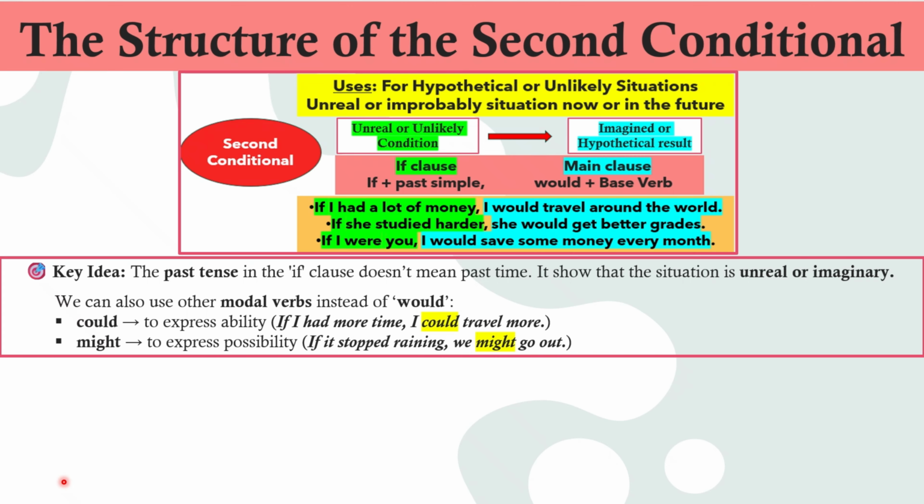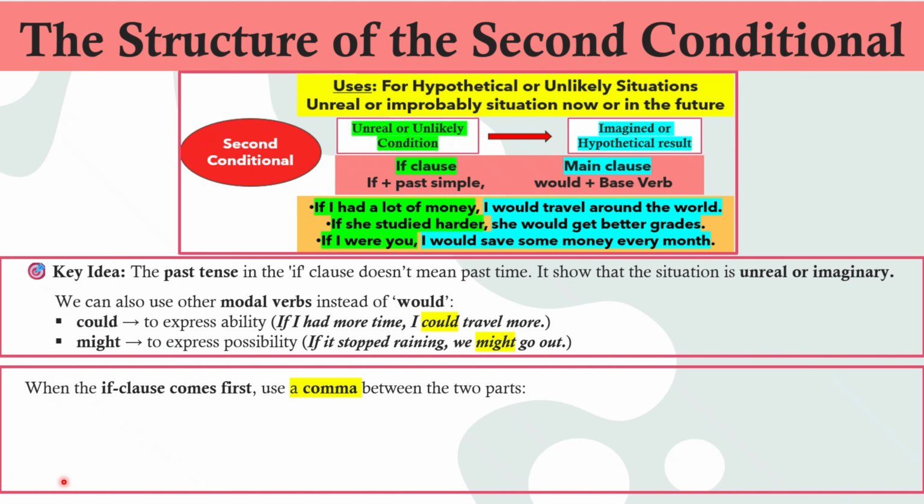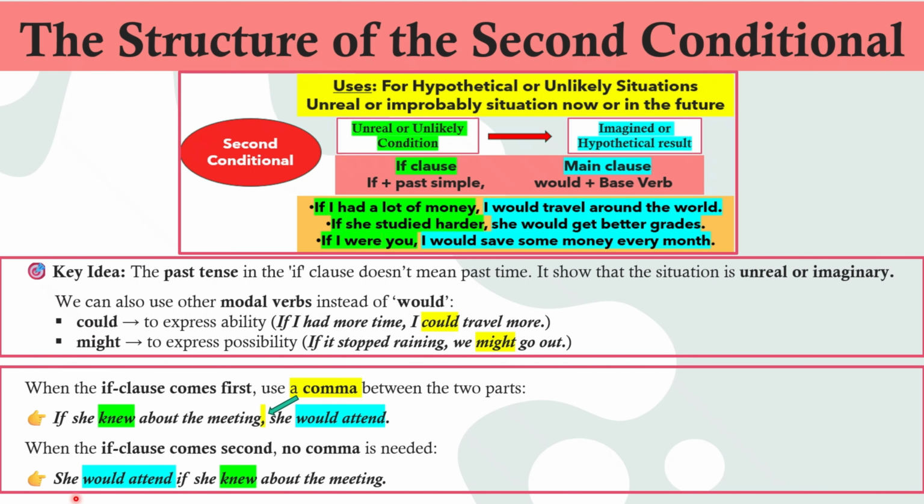Remember that you can put the if clause either at the beginning or at the end of the sentence. The meaning stays the same. When the if clause comes first, remember to use a comma. For example, if she knew about the meeting, she would attend. Or she would attend if she knew about the meeting. Both sentences mean the same thing. The order changes, but the meaning does not.